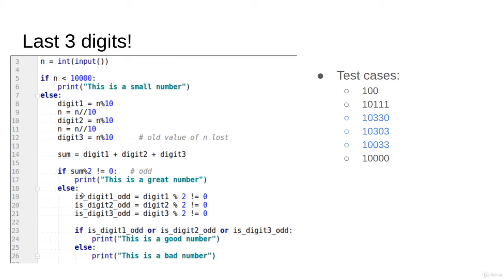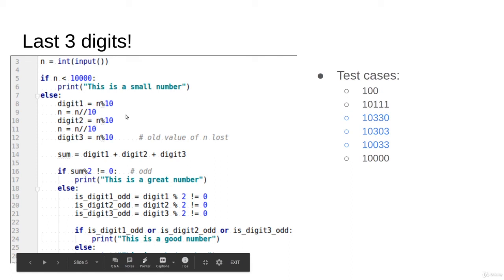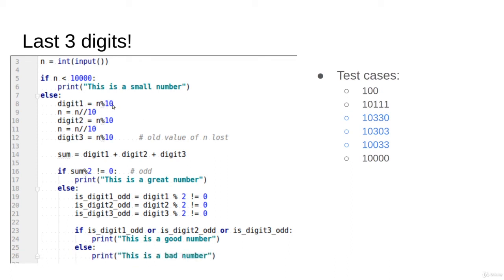The easiest way to handle the logic is to get the digits first. So remember that when we take a number mod 10, we can get the last digit. And then if we do integer division by 10, we remove the last digit. So my logic here is get the last digit, remove it, get the last digit, remove it, get the last digit, remove it. This way, digit 1, digit 2, digit 3 will have the last 3 digits. Now our first condition is about the summation of the digits. So let's define a sum here, which is the sum of the last 3 digits.